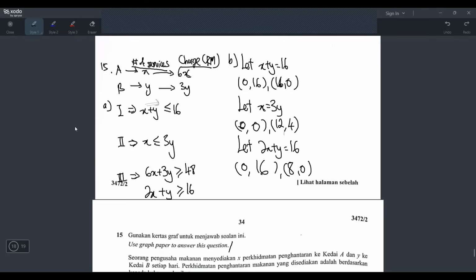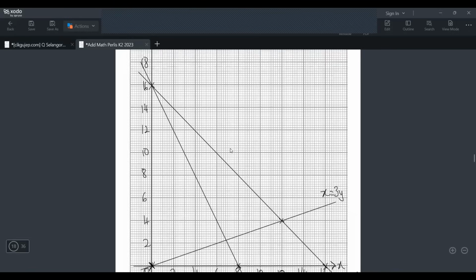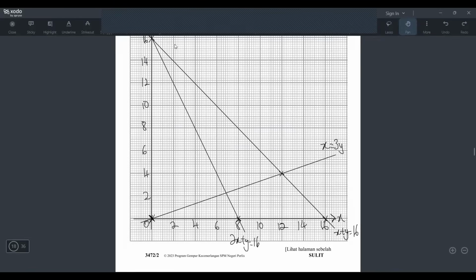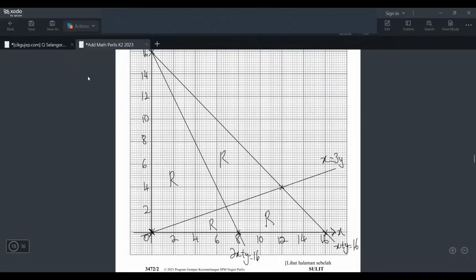But bawah which garisan? The x plus y 16 punya garisan lah. Okay, there's a lot of garisan here, but which garisan is the x plus y 16 garisan? This one, right? So I have to lorek bawah this garisan. It means your R will be definitely bawah this garisan. So yang saya tulis sekarang ni semua region yang bawah garisan sini. Okay, but don't lorek dulu.